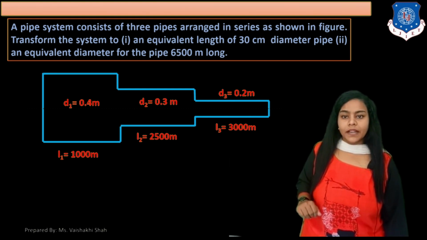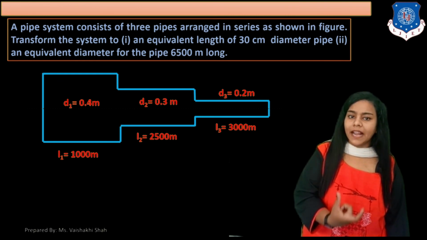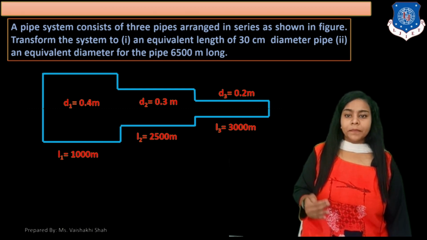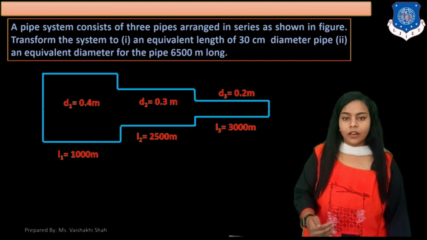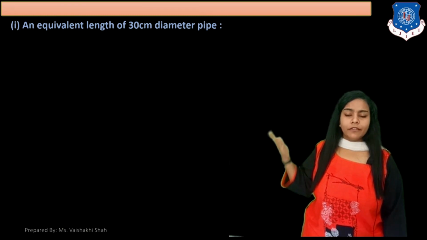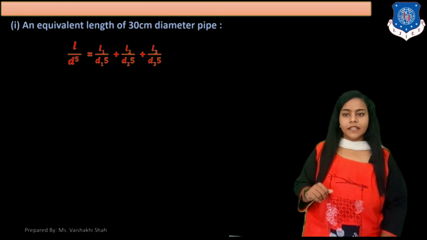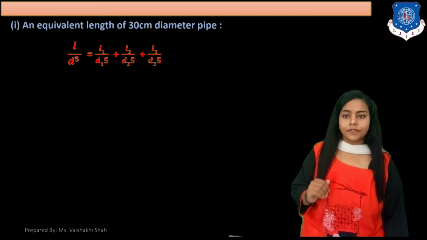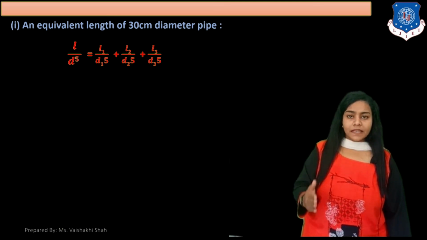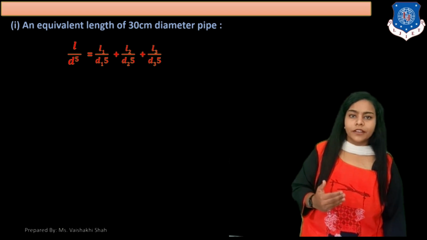Now you have to find out an equivalent length of 30 centimeter diameter pipe, and an equivalent diameter for the pipe 6500 meter long. By solving this example, first we have to find out an equivalent length of 30 centimeter diameter pipe. So the equation is L by d raised to 5 equals L1 upon d1 raised to 5 plus L2 upon d2 raised to 5 plus L3 upon d3 raised to 5.